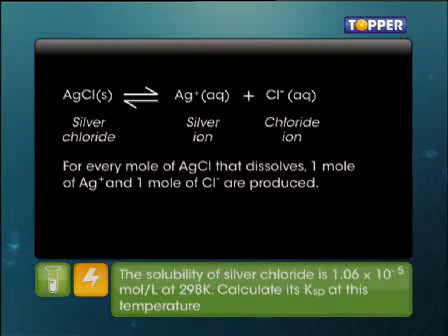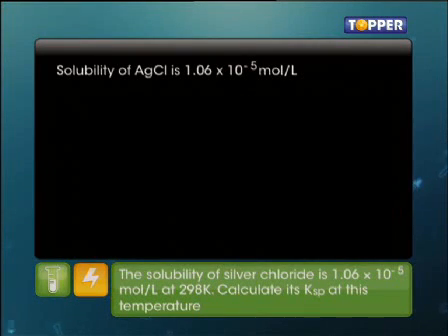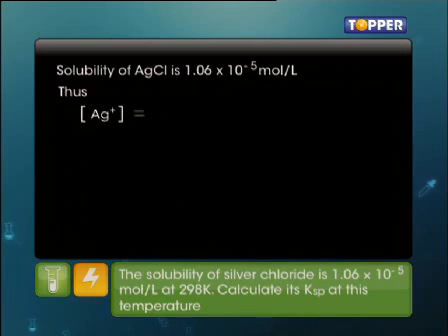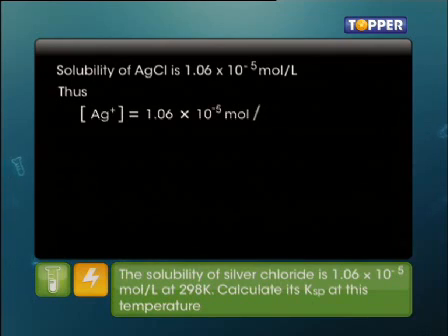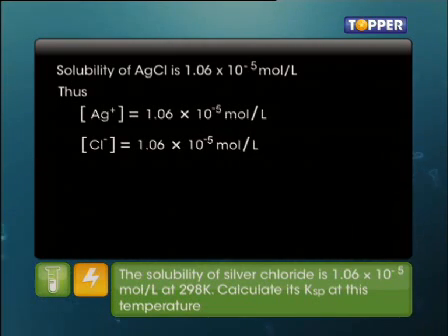See, for every mole of silver chloride that dissolves, 1 mole of silver ion and 1 mole of chloride ion are produced. Since the solubility of AgCl is 1.06 times 10 raised to the power minus 5 moles per liter, the concentration of silver ion in the solution will be 1.06 times 10 to the power minus 5 moles per liter. Similarly, the concentration of chloride ion must be 1.06 times 10 to the power minus 5 moles per liter.